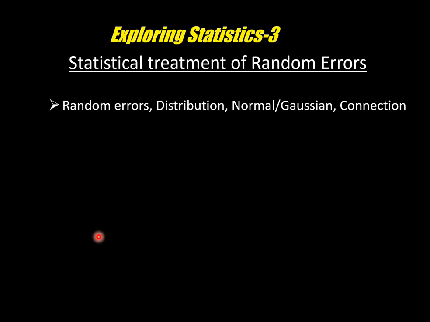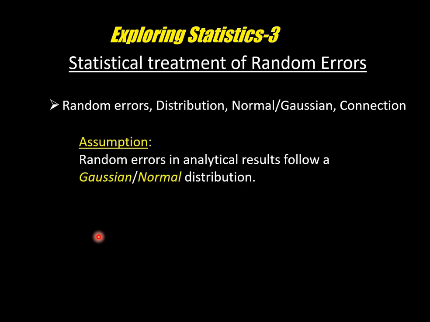And more importantly, we have seen a connection between the random error distribution and the Gaussian distribution. That connection is so fundamental and intimate that we can safely start with an assumption in today's discussion. The assumption is random errors in analytical results follow a Gaussian or normal distribution. So, if we understand the normal distribution, then it would be easier for us to follow the rest of the study.